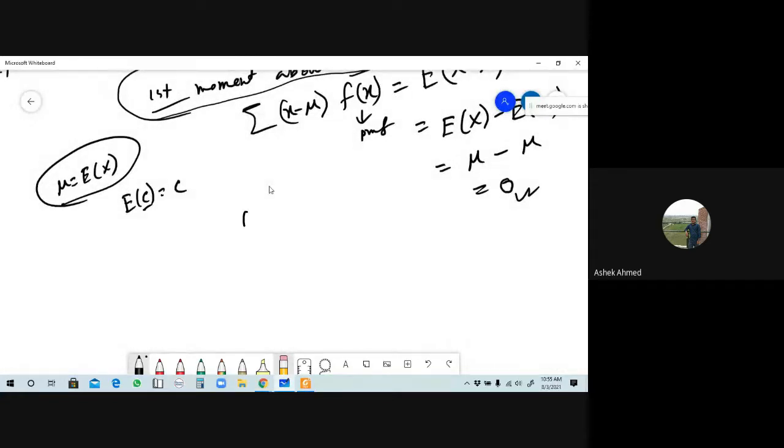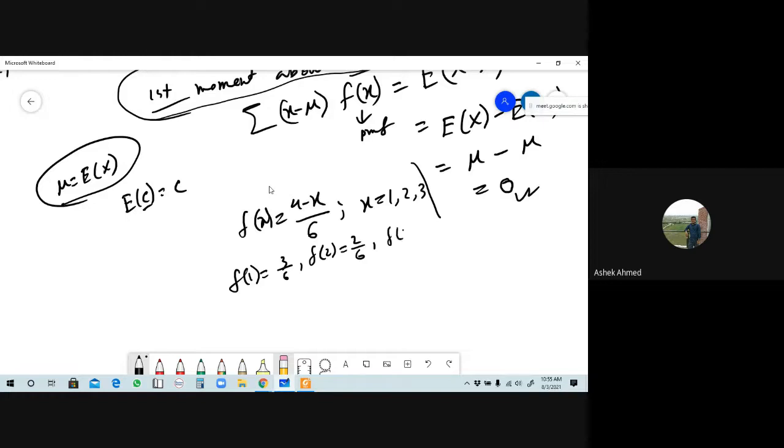The function given was f of x equals 4 minus x by 6, where the values of x are 1, 2 and 3. In that case f of 1 is 3 by 6, f of 2 is 2 by 6, and f of 3 is 1 by 6. If you substitute the values x is 1, 2, 3, you will get these results. We want to find the first moment about the mean. What is our formula? Summation of x minus mu into f of x. This is the key expression, x minus mean. At first we have to find the value of mu here, where mu means the mean.